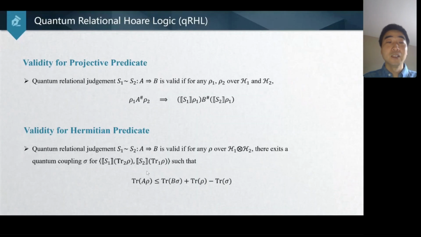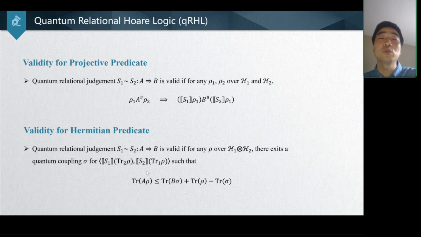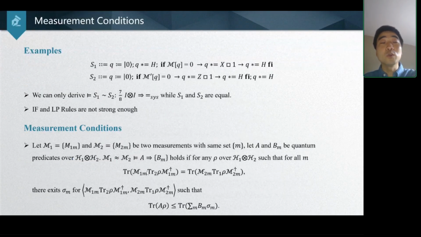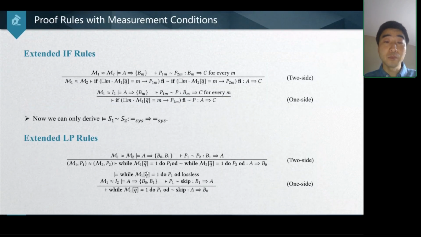can use it to talk about U1 equals U2 or ρ1 equals ρ2. So the validity for projective predicates we can define this way: ρ1 A ρ2 leads, through S1 ρ1 and S2 ρ2, to B. And we can also have this for Hermitian predicates. This is the extension of quantum Hoare logic rules to relational rules. And we also need the measurement to synchronize the execution.